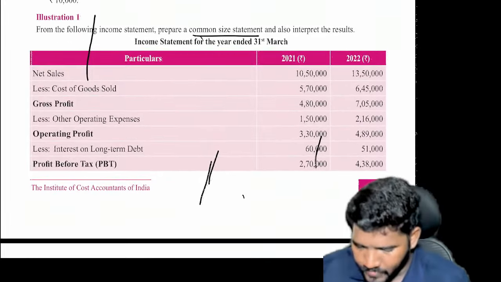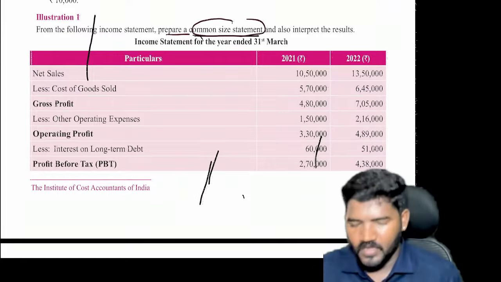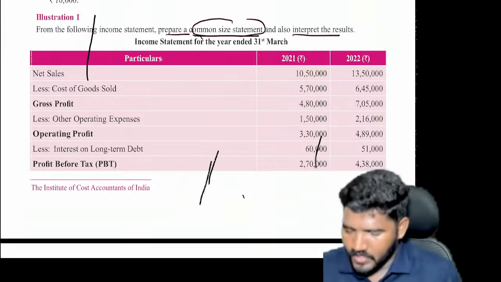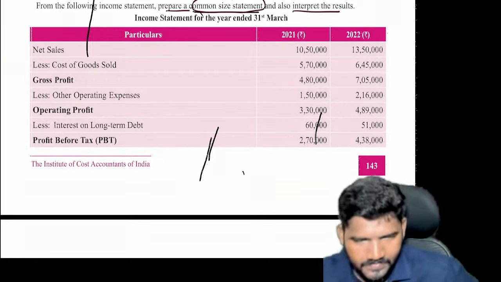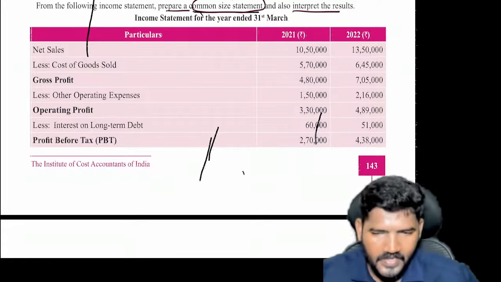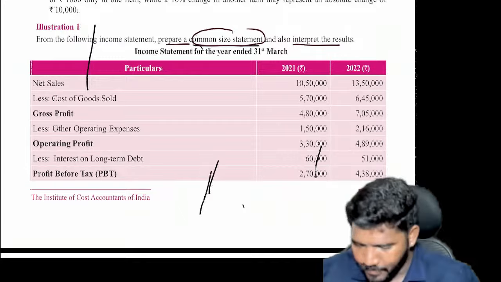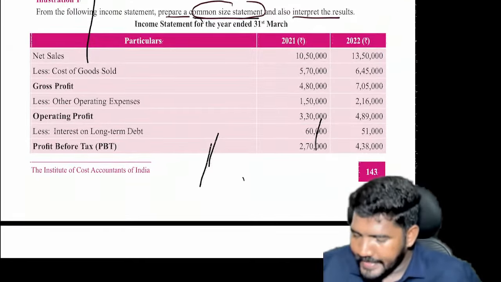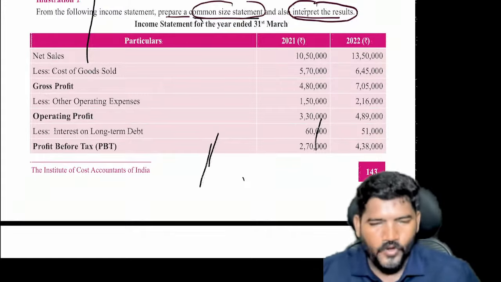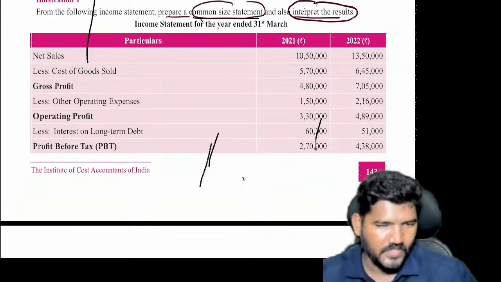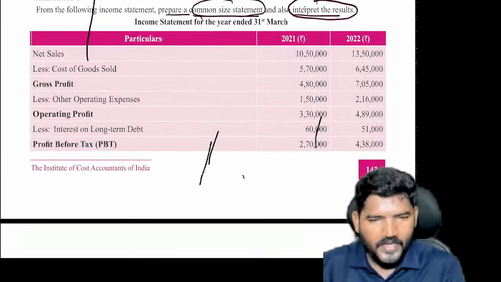Let us check here. The following income statement, prepare a common size statement. Also interpret the results. If this kind of question is asked in the exam, the calculation part is very easy, guys. The calculation part is very easy, but the only issue is interpreting the results. As a student, you have to write each and every point about what is happening in the organization.